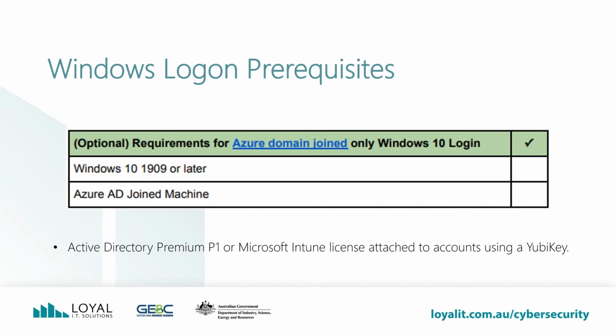The additional requirement is to activate a license for either Active Directory Premium P1 or Microsoft Intune and have the license assigned to your account. This is to enable mobile device management, which is a requirement to enable smart card usage on your tenant.